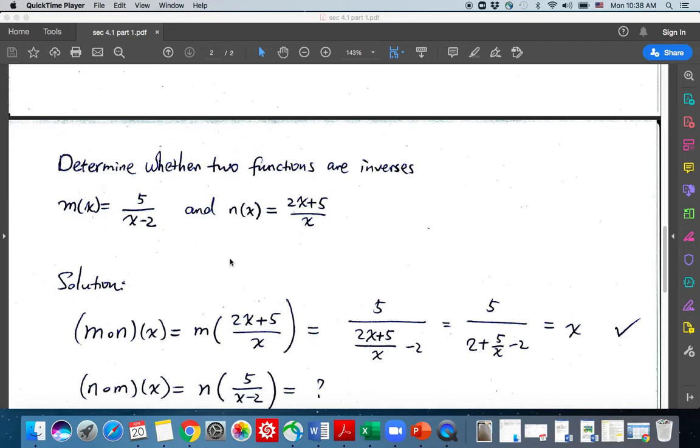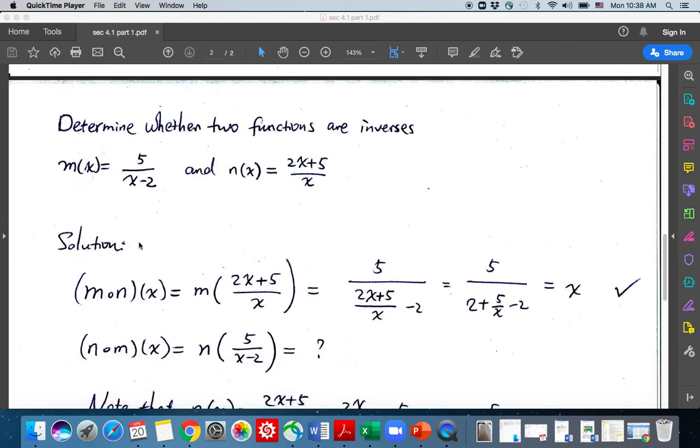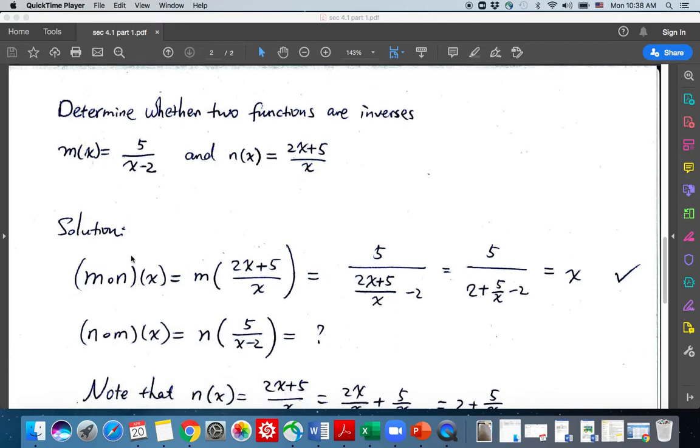So let me explain this through a concrete example. We're going to check whether these two functions, as defined, are inverses of each other. By definition, we're going to check the composition of these two functions in different orders. Let's start with m circle n of x. In other words, it is m of n of x. So the input x is first mapped through function n and then mapped through function m.